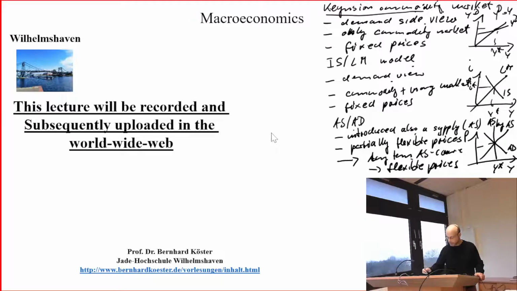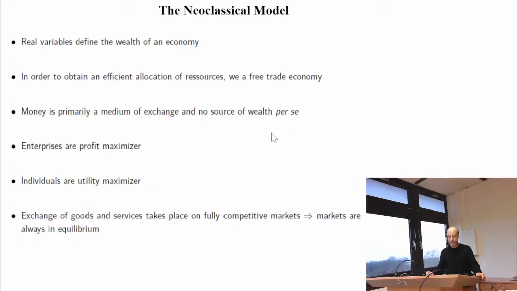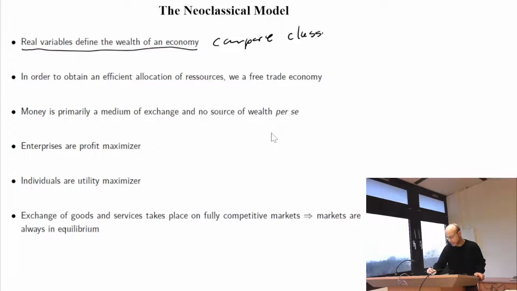And this part here, the long-term AS curve, here we want to have a deeper look. Where does this view come from? And this is the so-called neoclassical model. What are the main assumptions of this neoclassical model? Well, of course, we say that only real variables define the wealth in the economy. Remember there the classical dichotomy, the quantity theory of money.